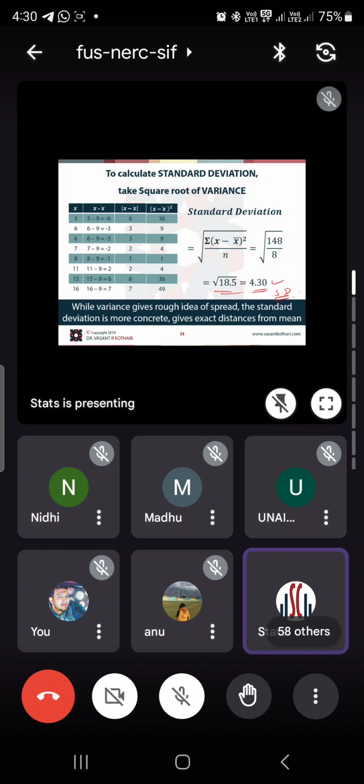that becomes a deviation, which is standardized. That is a standard deviation. Now see here the explanation. While variance gives the rough idea of a spread, standard deviation is more concrete, and it gives the exact distance from the mean. So on an average, the deviation of the data set is 4.3. That's what a standard deviation is.